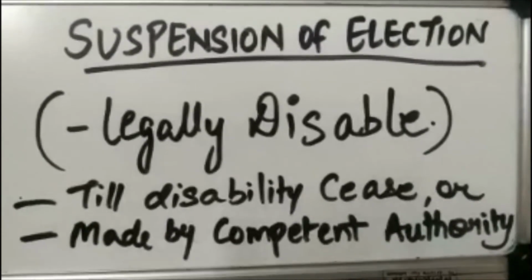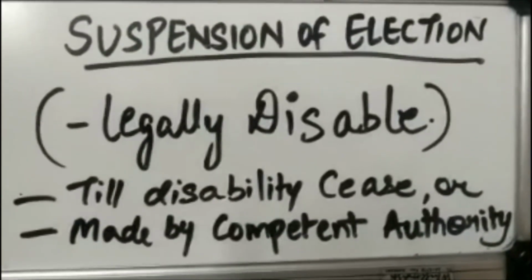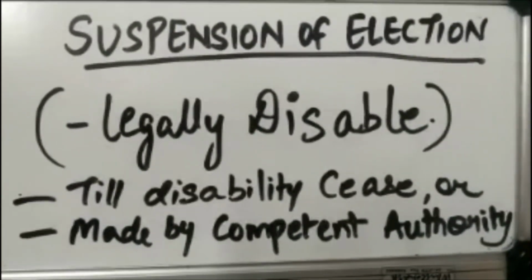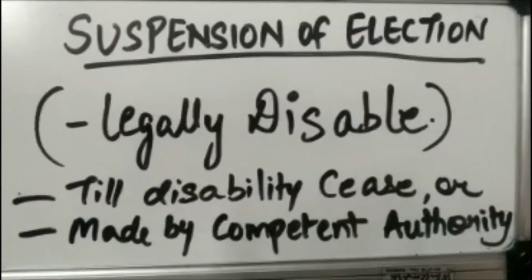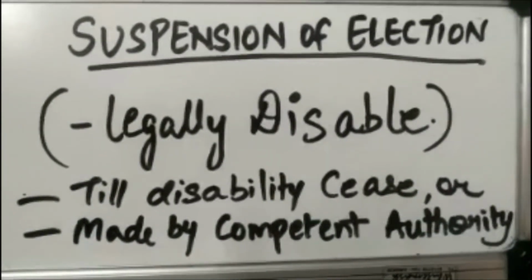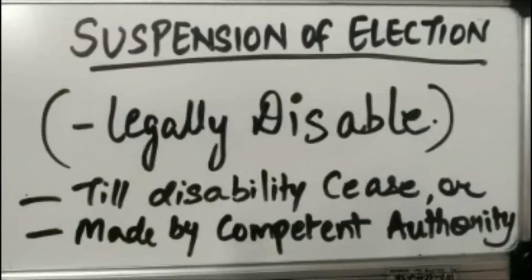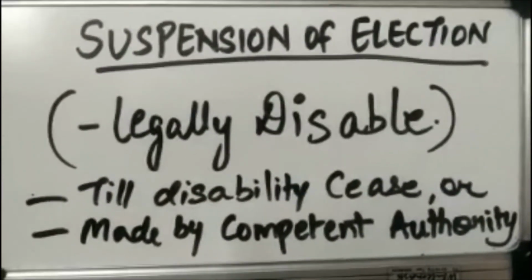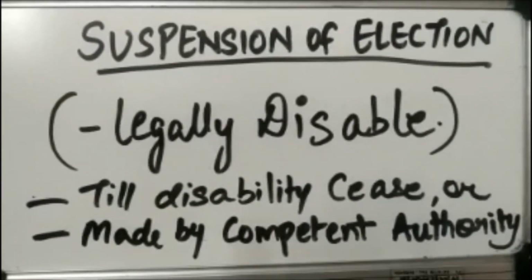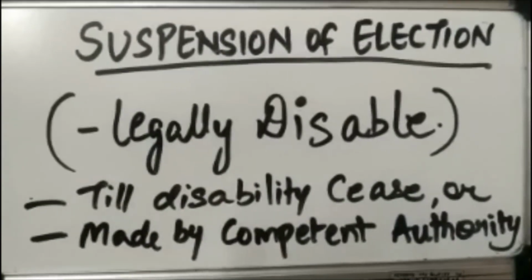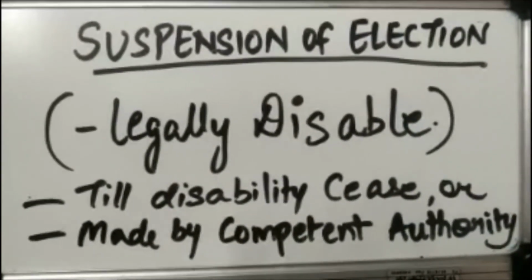If the owner is legally disabled, for example, he is a minor or a lunatic at the time of transfer, then the election is postponed till such disability ceases, or the election is made by the competent authority on his behalf, for example, by the legal guardian.